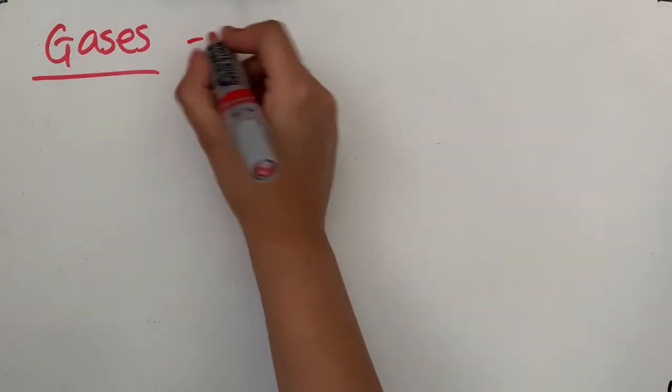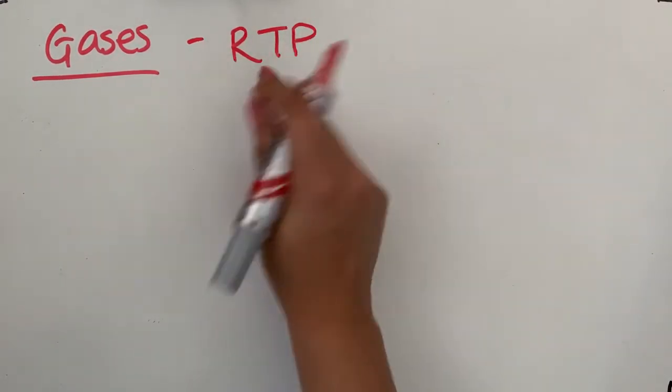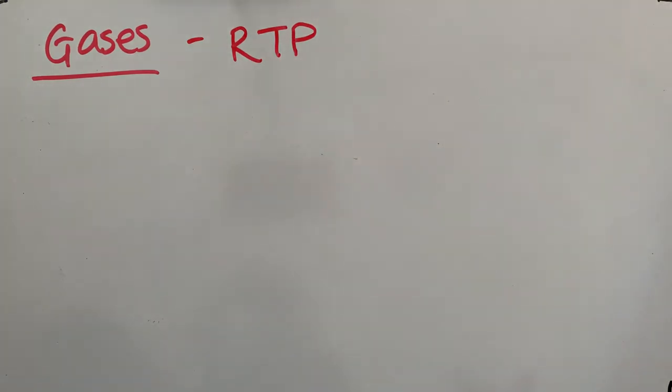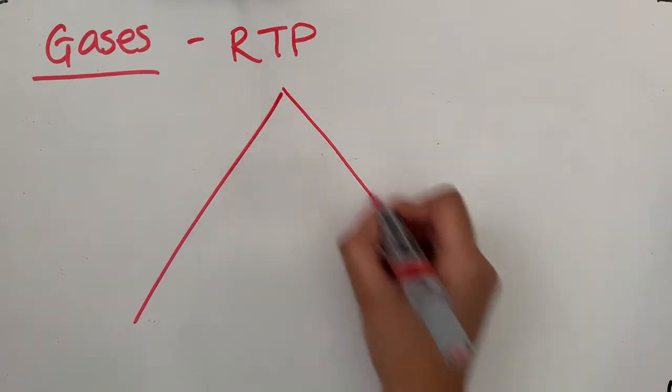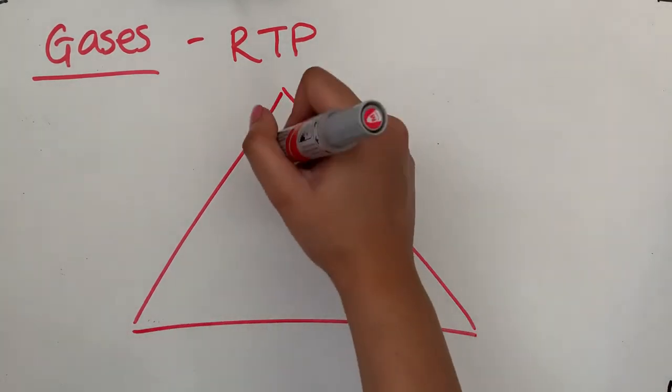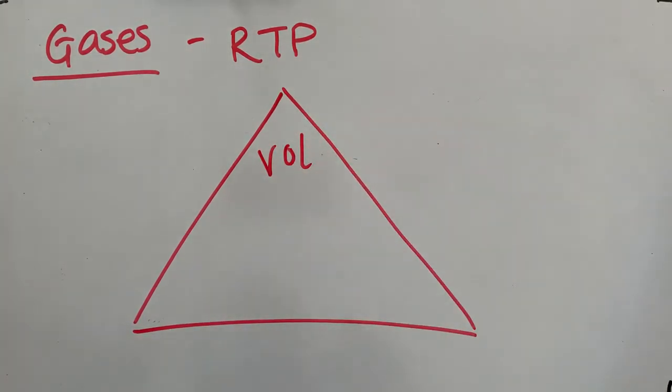Okay. So with gases, I'm going to be just referring to room temperature and pressure. So this over here is just going to be the equation at room temperature and pressure. RTP just means room temperature and pressure. And for this one, I'm just going to draw out the triangle. This one over here is volume, because with gases we're referring to the volume.